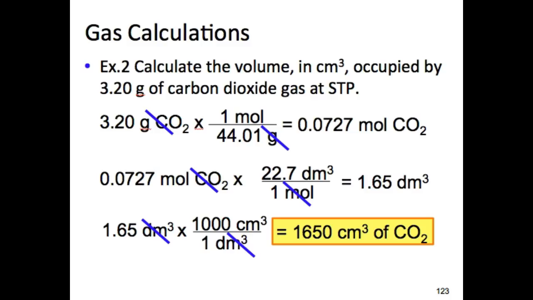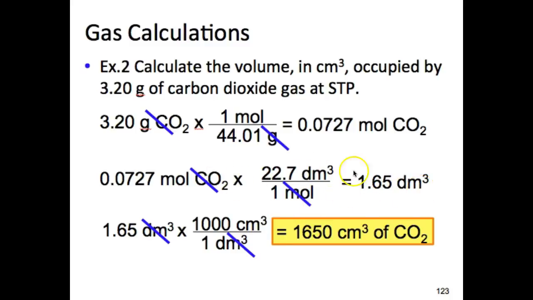In our next example, we're being asked to calculate the volume in centimeter cubed occupied by 3.20 grams of carbon dioxide at STP. First, we're taking our grams and going to moles using our gram-mole calculation, and we have 0.0727 moles of carbon dioxide. Once we get the moles of carbon dioxide, we're going to convert into a volume. So we're going to multiply by 22.7 decimeter cubed to get 1.65 decimeter cubed.